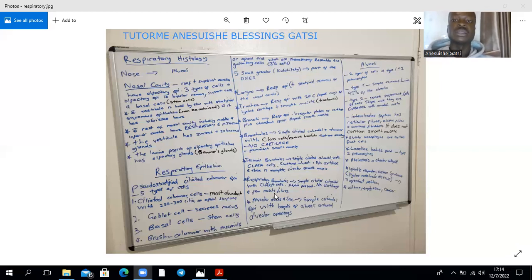Right? The types of cells that you find in the alveoli, you have two types of pneumocytes, type 1 and type 2. The type 1 pneumocytes make up 40% of the total pneumocytes that you find in the respiratory alveoli, and they line 95% of the surface, right?